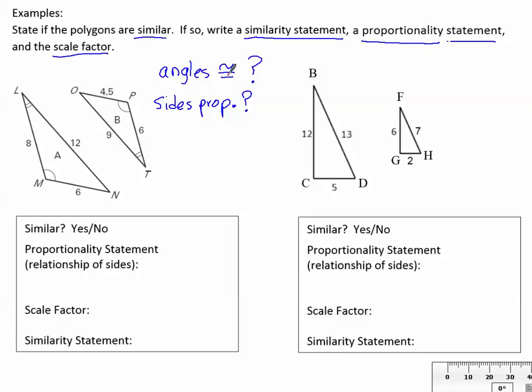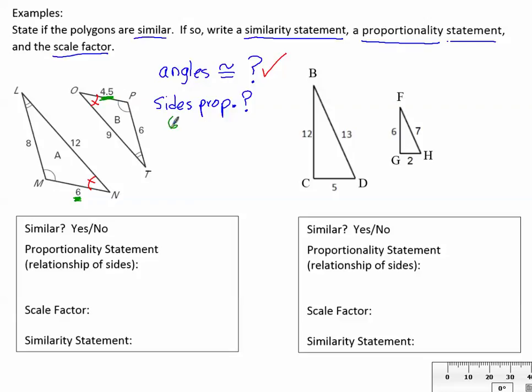Are the angles congruent? So I see this angle is congruent to this angle, and this angle is congruent to this angle, and by the third angles theorem, this angle is also congruent to this angle. So yes, they are. How about the sides? Are they proportional? Well, let's take a look. I see 3 different side lengths. I'm going to start with the smallest. I'm going to compare it to the smallest in the other triangle.